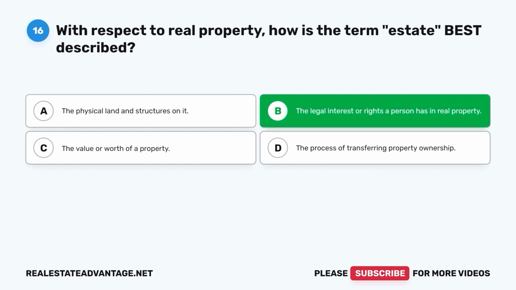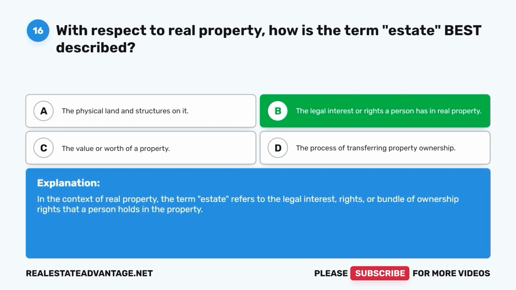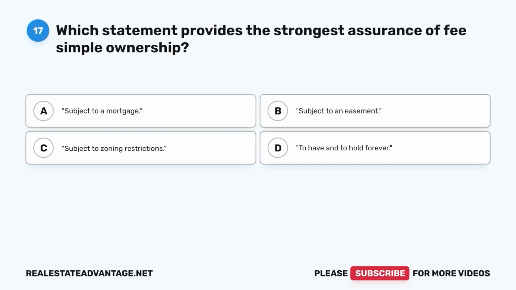The legal interest or rights a person has in real property. In the context of real property, the term estate refers to the legal interest, rights, or bundle of ownership rights that a person holds in the property.